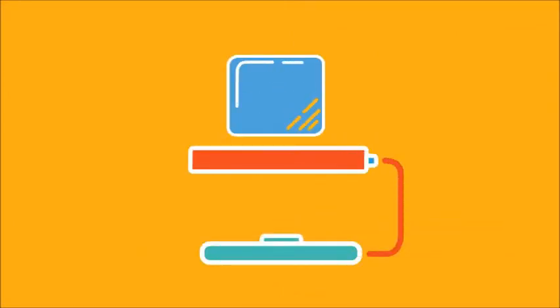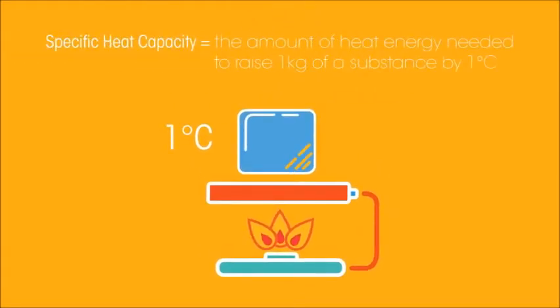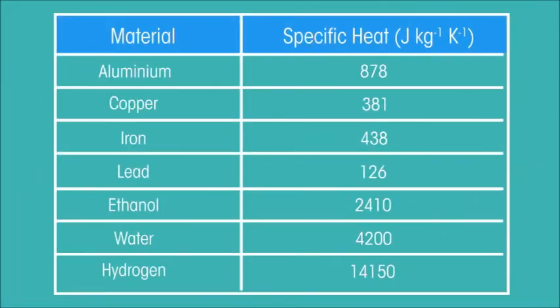So what is heat capacity? The heat capacity of a substance is defined as the amount of heat required to raise the temperature of a material by 1 degree Celsius. However, what's more useful for us is to think about the specific heat capacity of the substance. This is, as it says in the name, a little bit more specific. It is the amount of heat required to raise 1 kilogram of a material by 1 degree Celsius.